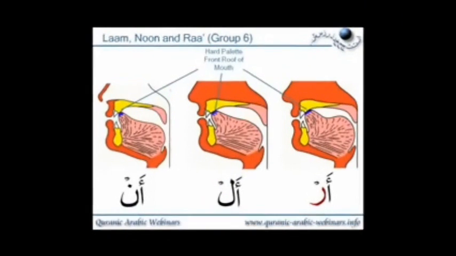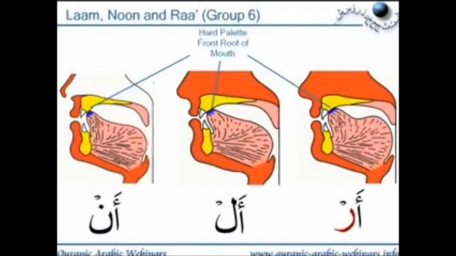The next group is where the tip of the tongue, right at the front, touches the hard palate very far forward in the top of your mouth, almost near your gums but slightly behind, so not actually touching the gums, where you meet the teeth, but slightly behind. The 3 letters are the ra, the lam and the noon.